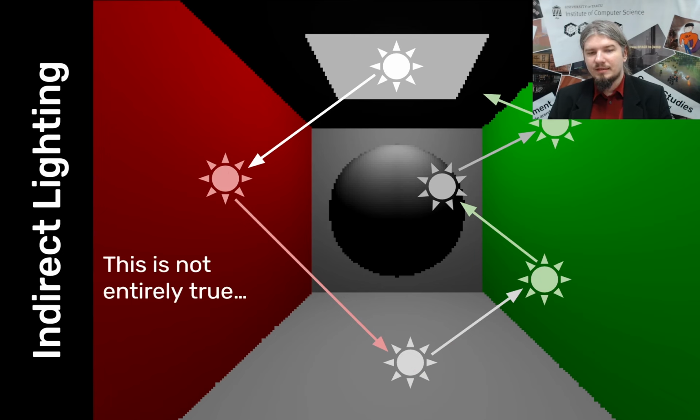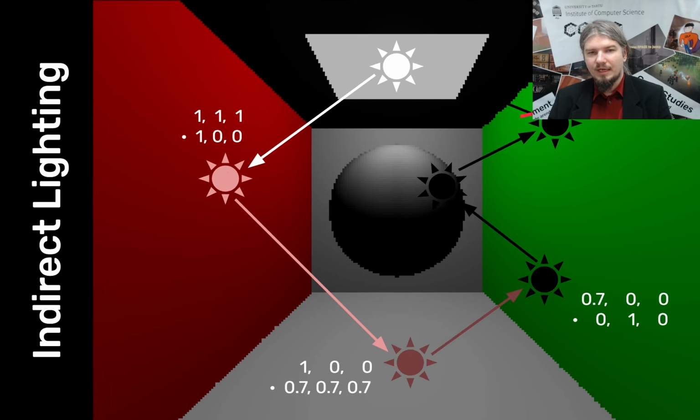And actually, this is not entirely true. In reality, what happens is that we have white light coming in and it gets multiplied with the red color. So yes, the light that is coming off of this wall is red, but now red light is hitting the floor. So we multiply our red light with the color of the floor and we get a bit darker red.